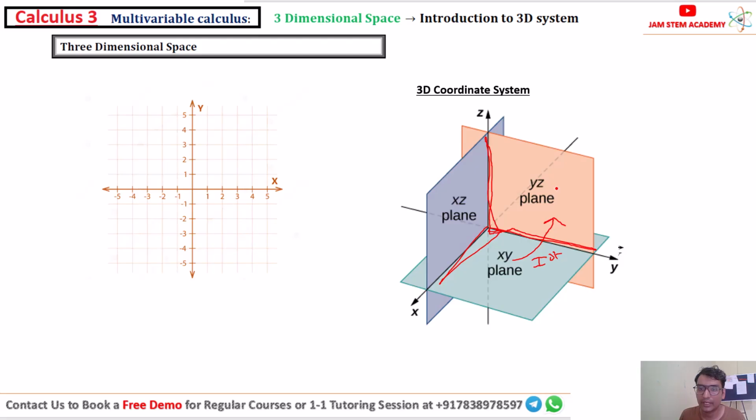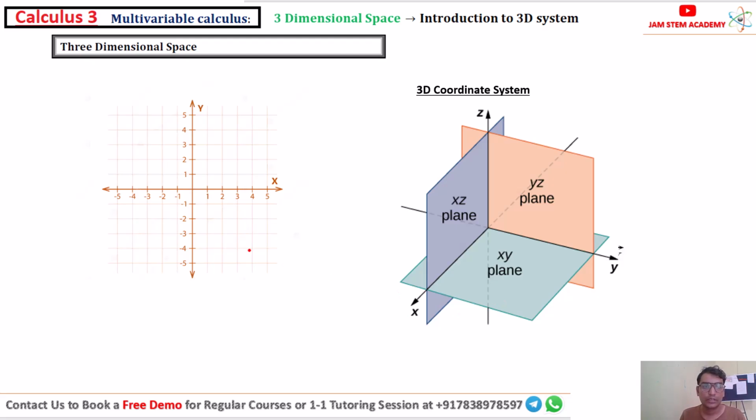So you will have 1, 2, 3, 4, four octants on top. Similarly, four on the bottom, just below this xy plane. So total 8. That's why we call them octants.